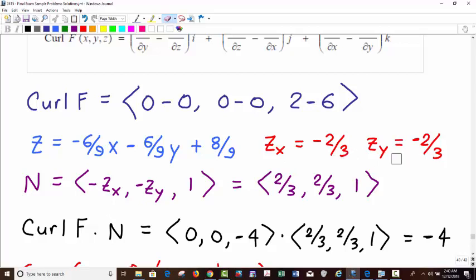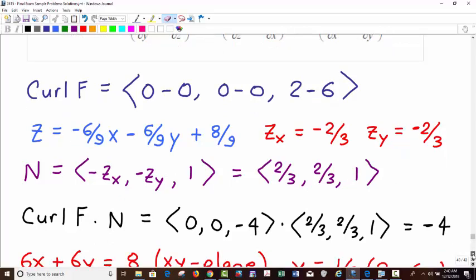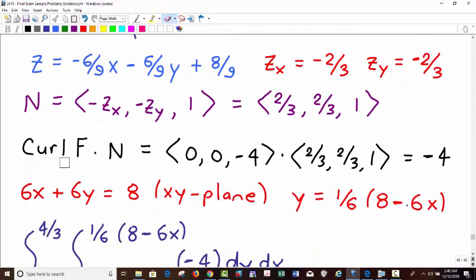And then I just reduce, well, there I wrote the two partials right here. So that was probably more efficient. There they are, reduced. So it's negative 6 over 9, both of them. So they reduce to negative 2 over 3. So the negative in the normal vector makes it 2/3, 2/3, and 1. So all we have to do is dot the curl with the normal vector, and we get negative 4.